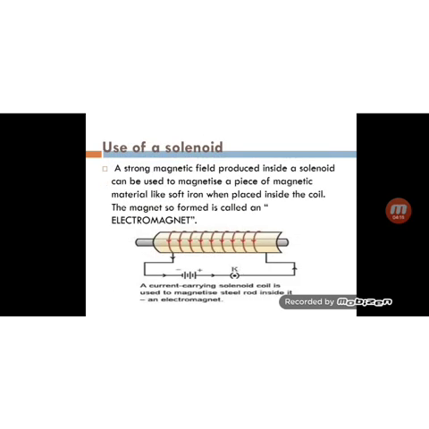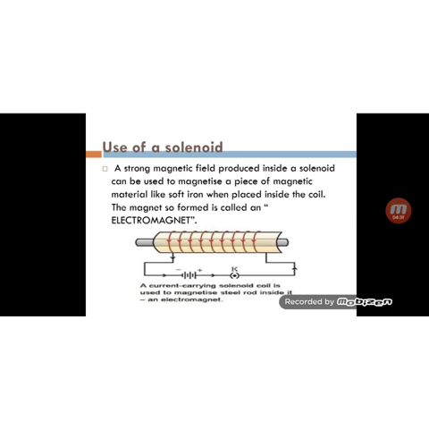Now, the use of the solenoid. The use of the solenoid is in the form of the electromagnet. Electromagnets are used in electric generators, electric motors, and electric bells. And what is an electromagnet? An electromagnet is a temporary magnet which is magnetized when current is passed through it.